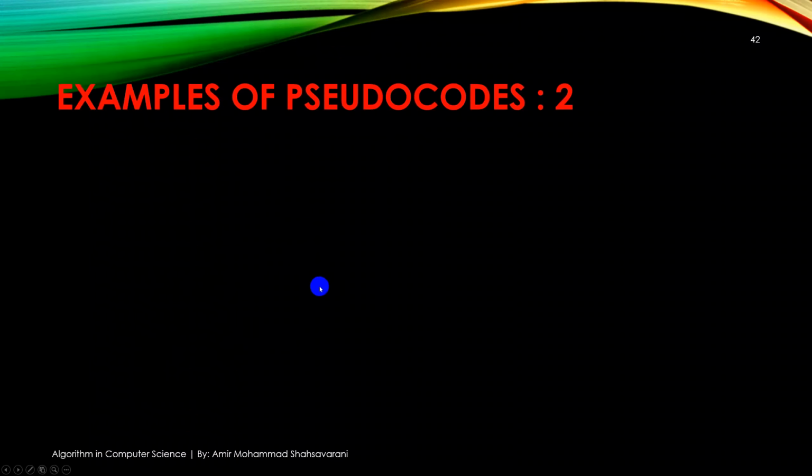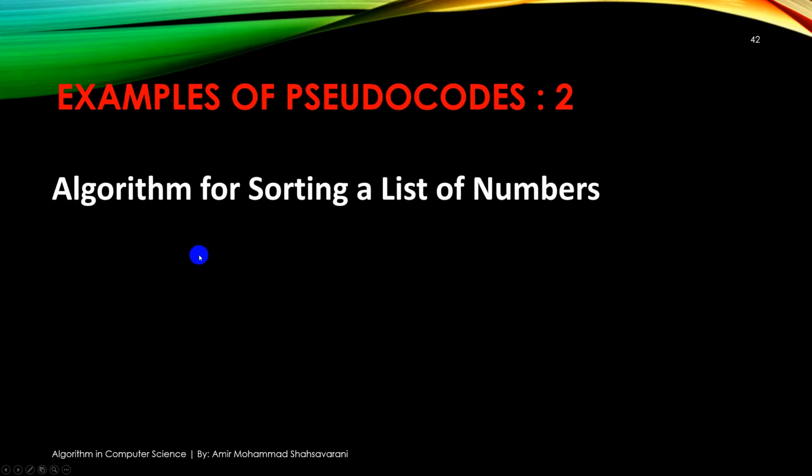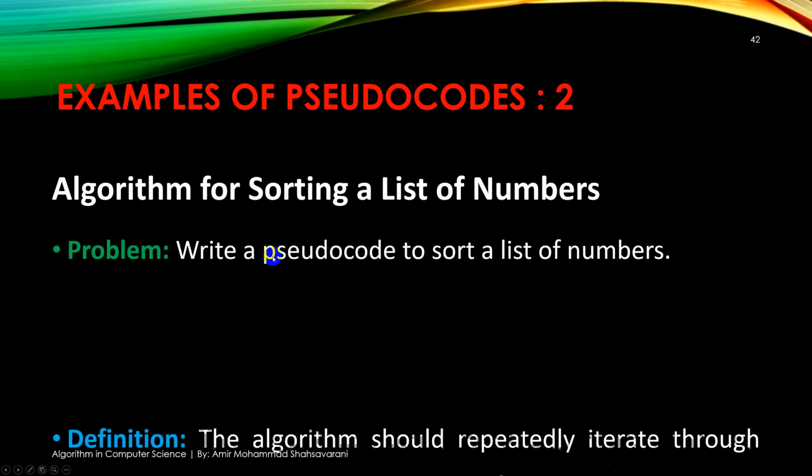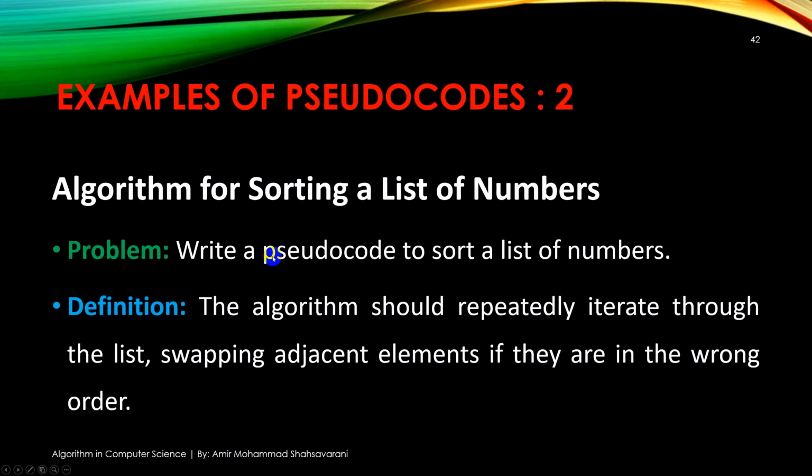Okay, so our next example, our second example, consists of an algorithm for sorting a list of numbers. A list sort algorithm, we can say. So the problem is: write a pseudocode to sort a list of numbers. And the definition would be that the algorithm should repeatedly iterate through the list, swapping adjacent elements if they are in the wrong order. Okay, making the order.